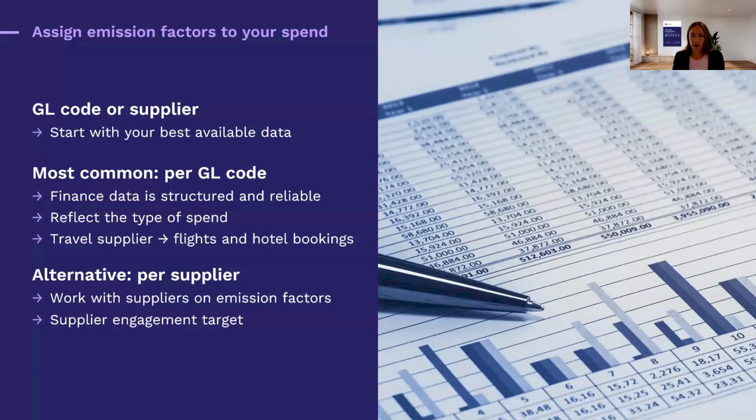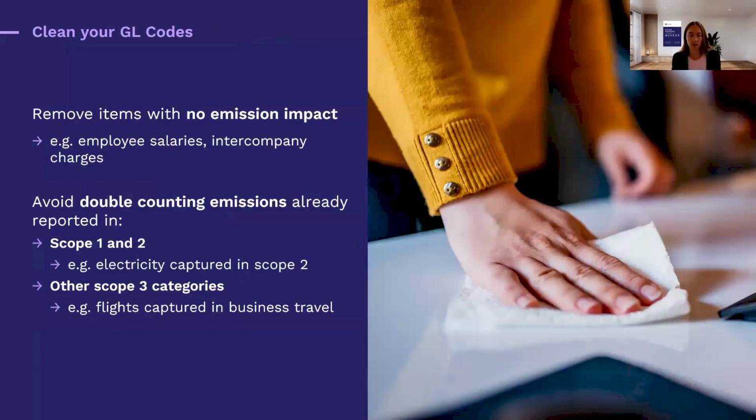Once you decide how you want to assign your emission factors, the next step that is quite important is cleaning the data that you're using. In case you use GL codes, you want to go through and remove items that are not related to emissions, such as intercompany charges or employee salaries.